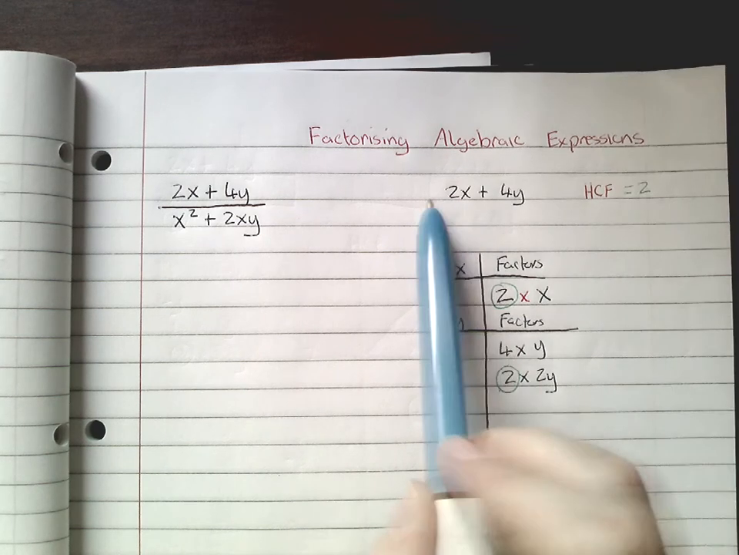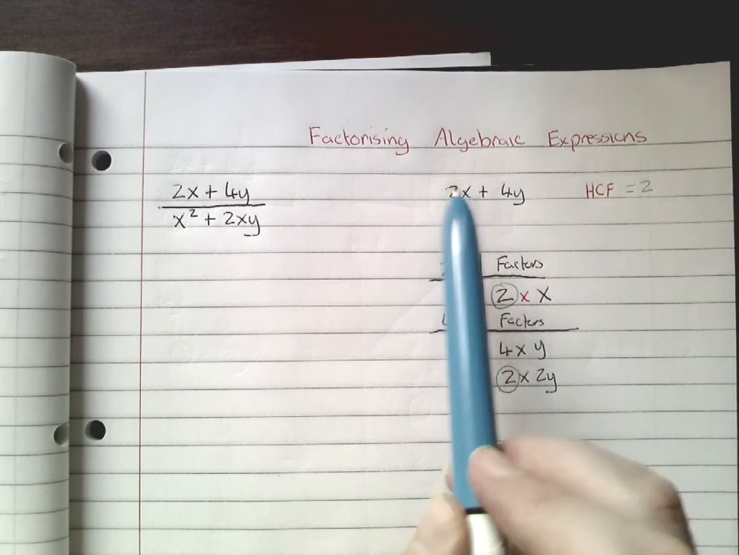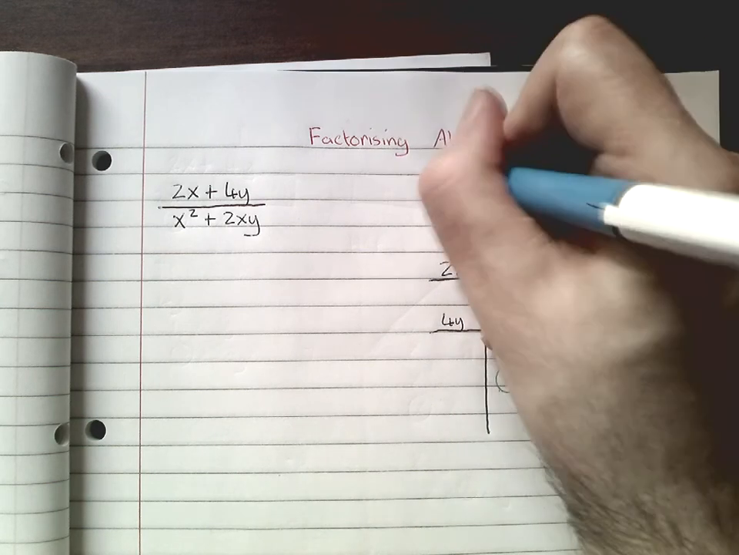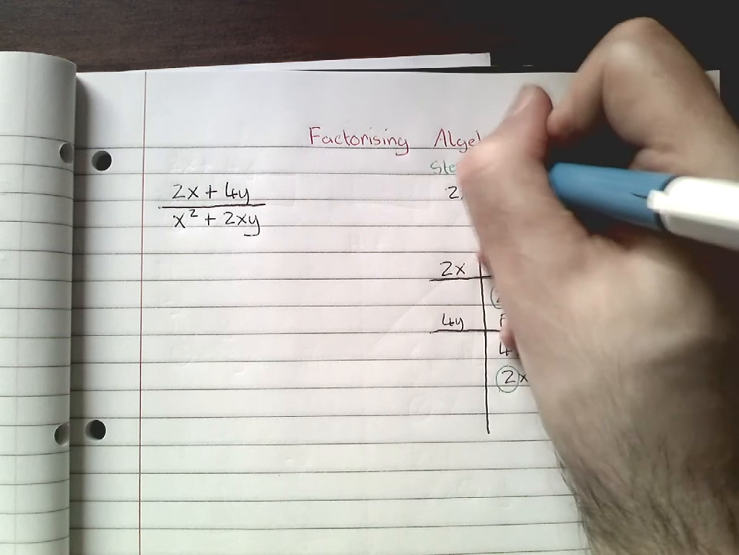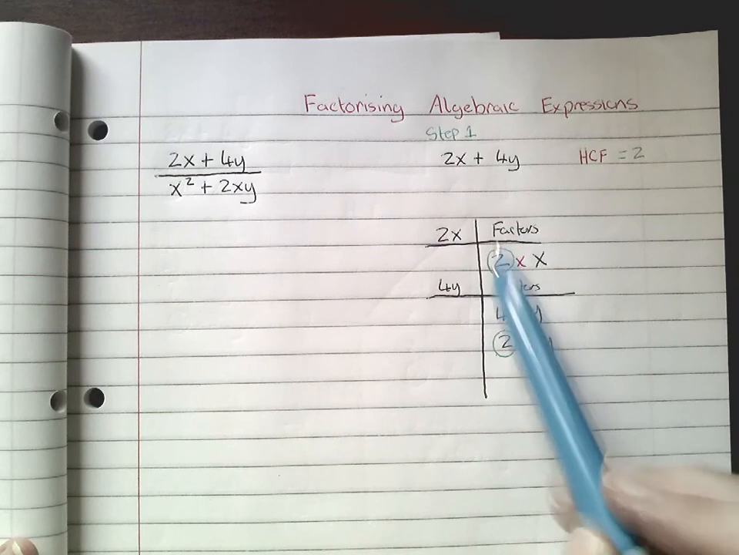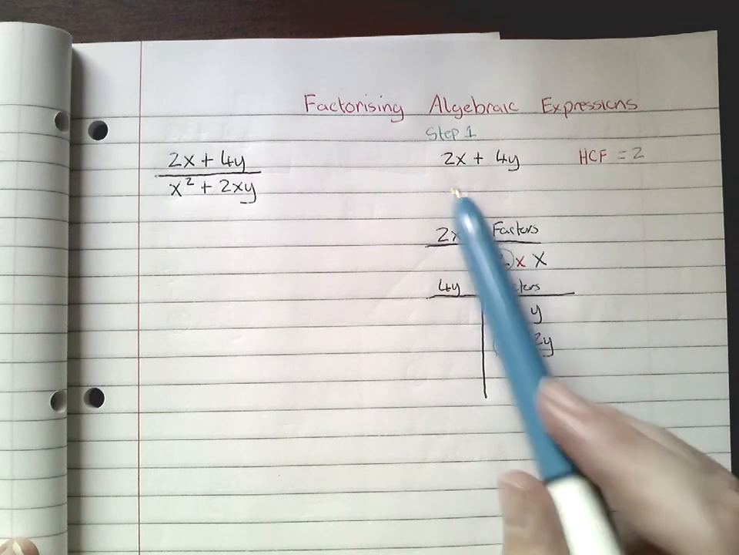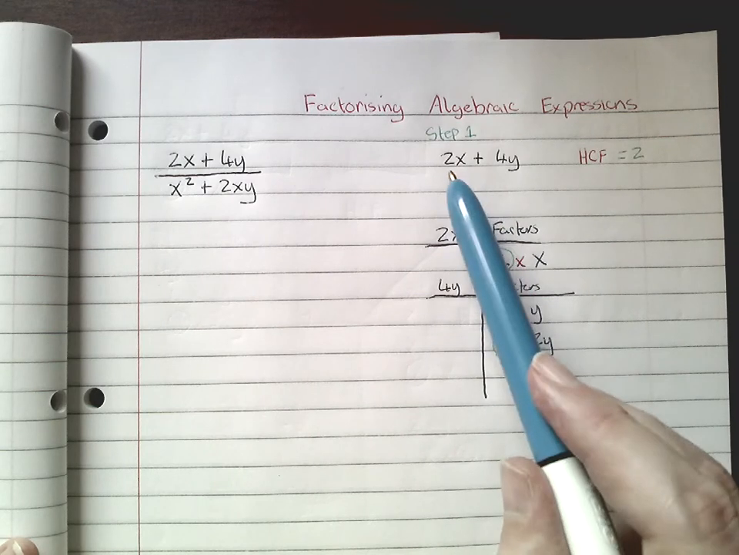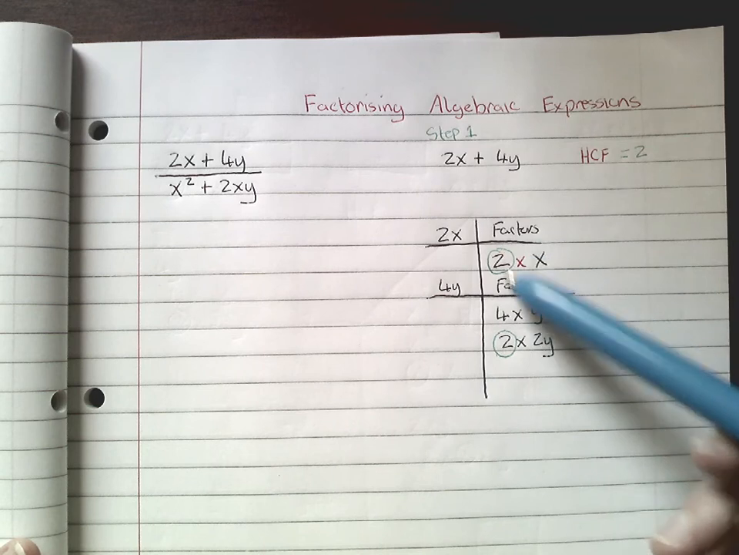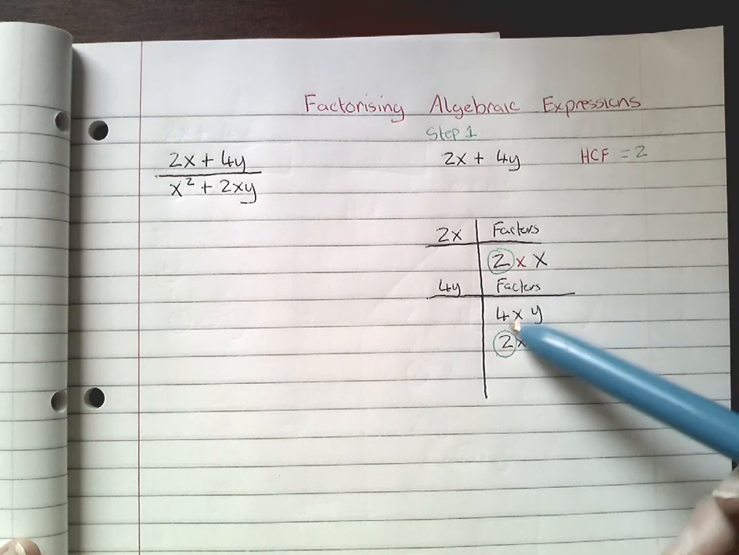Now this is just for this top part. We'll call this step 1: list out the factors for each of the terms, and then identify the highest common factor. In this case, the highest common factor for both of these terms is the number 2.